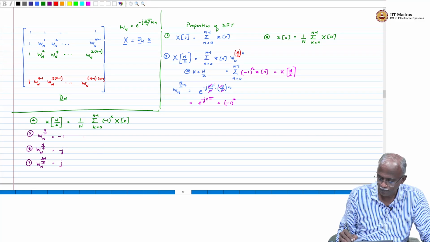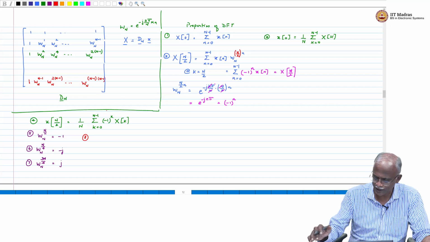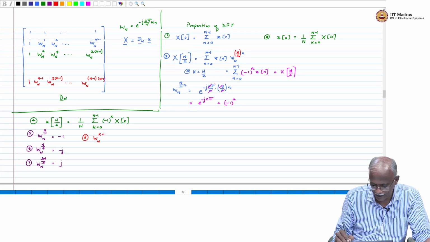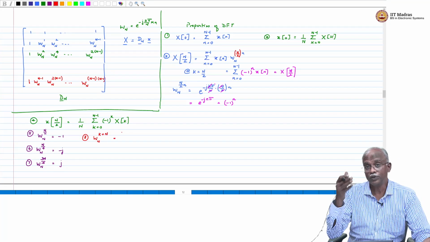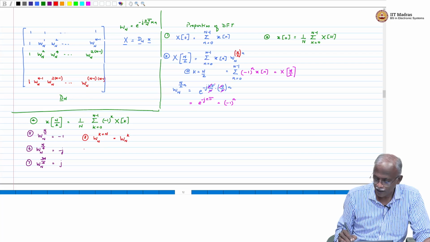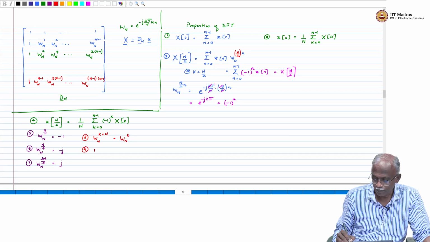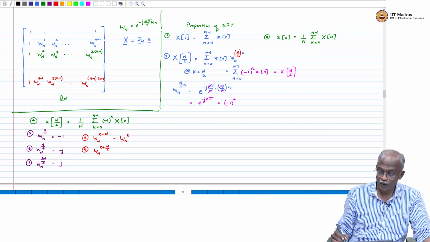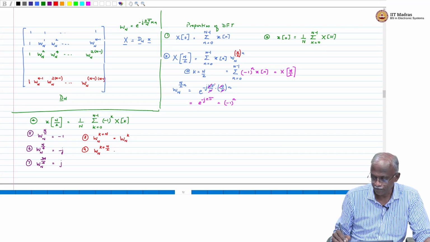Then property number 8. I would like you to verify this just by substituting the results. W subscript N, exponent k plus N. What happens if you add N to it? Again, you will find that the W coefficient represents a sinusoid. So therefore, there will be periodicity. So this is the same as W_N^k. Number 9, what is W_N^(k plus N by 2)? Again, you should substitute and verify that this is nothing but minus W_N^k.